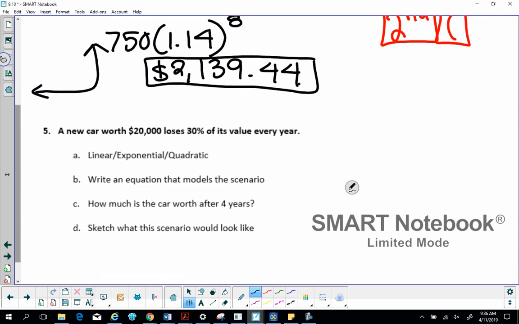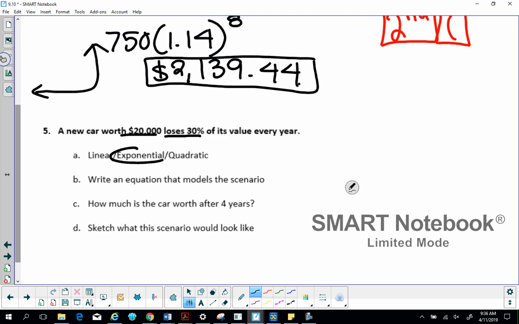So you know, like when you buy a car, no matter what, it's going to lose value. So even though you bought it for $20,000, if you're like, hey, I don't want that car anymore, and you sell it, even if it's like a day later, it loses value exponentially. And so this new car is worth $20,000 and loses 30% each year. What type of function would that be?